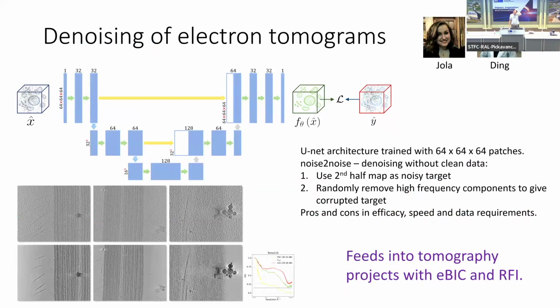Denoising is very useful for noisy data, which is especially what you get in electron microscopy. Noise-to-noise algorithms are very useful because you don't need clean data for training purposes. So Ding has adapted this noise-to-noise algorithm for denoising electron tomography. I'll skip quickly over that.